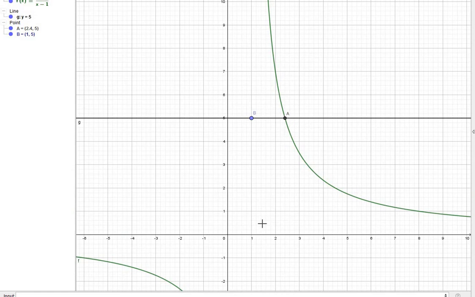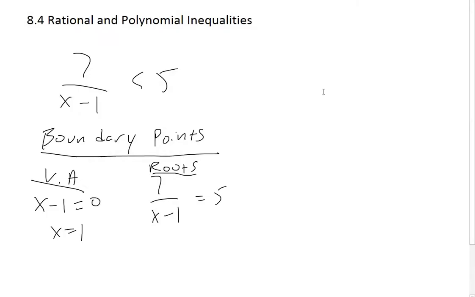Find this x value so that you can solve it as well. And so what do you do? You just set 7 over x minus 1 equal to 5 and fraction bust. The nice thing is that now I have an equation I could fraction bust. I couldn't do it with an inequality, but with an equation, that's no problem. I can multiply both sides by x minus 1, and everything works out nicely.